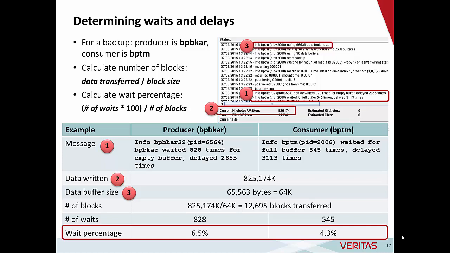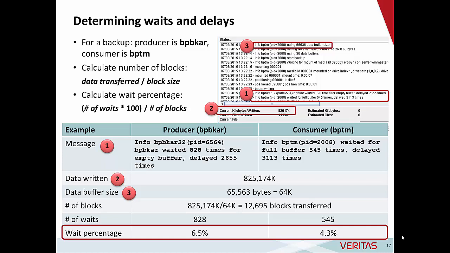What I'm looking to do is take the total number of blocks. I get that by taking the data transferred and dividing it by the block size. Then I take the number of waits that were encountered, multiply it by 100, and divide it by the number of blocks. The output of that is the percentage of the time that we spent waiting, basically doing nothing during the backup job. And so let's take a look.